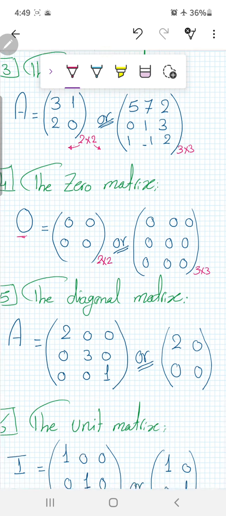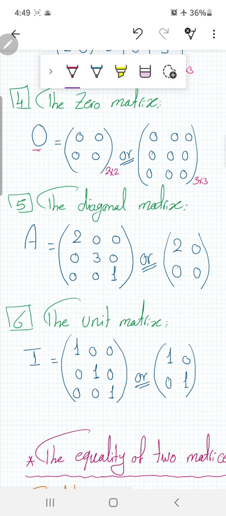Okay, the diagonal matrix. What's the meaning of the diagonal matrix? In this matrix, all elements are 0 except the elements of the main diagonal. And we said before, what's the main diagonal? Here we have the main diagonal. Or we have at least one element of the main diagonal not equal to 0, like here, we have only one element not equal to 0.